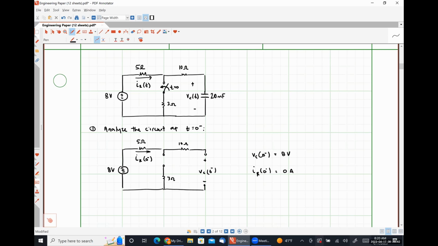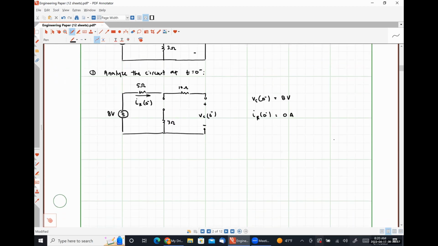So does anybody have any questions, comments, or concerns regarding the analysis that we've done here at t is equal to 0 minus? All right. Now we will analyze the circuit at t is equal to 0 plus.